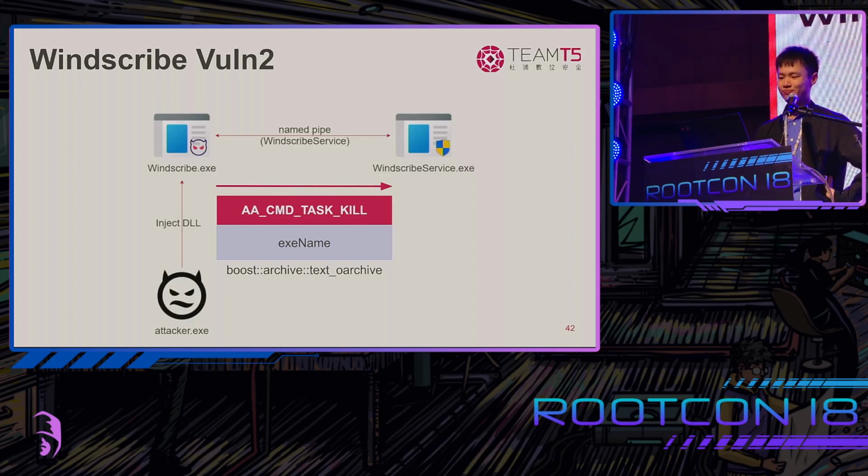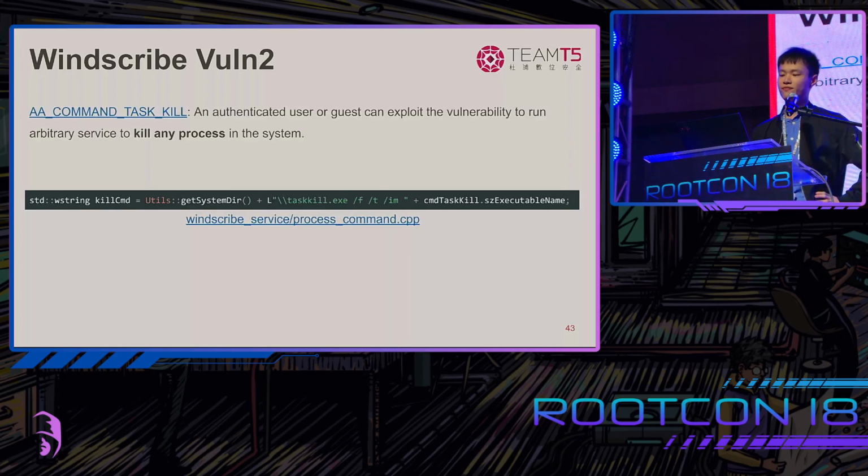Okay, let's continue. The second vulnerability involves another command, CMD_TASKKILL, which also takes an exe name parameter. As the name suggests, this command is intended to terminate a process. This vulnerability is very straightforward. There is no need to bypass any check. The program simply uses taskkill to terminate the process specified by the exe name parameter. An attacker can exploit this vulnerability to use high privileges to terminate any process. This is a case of broken access control.